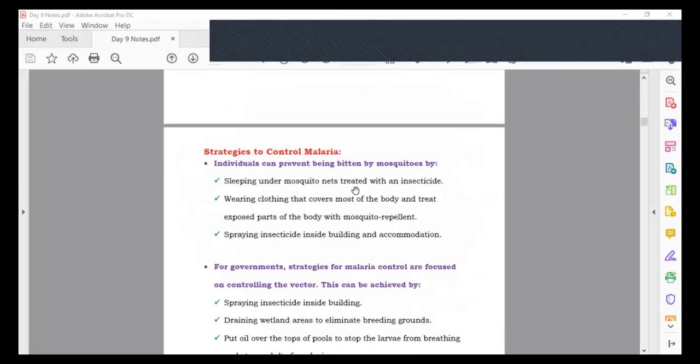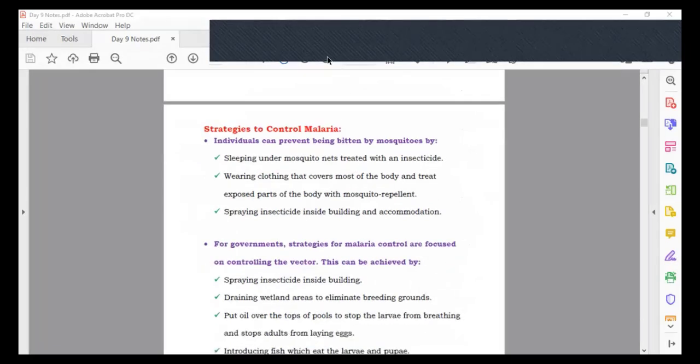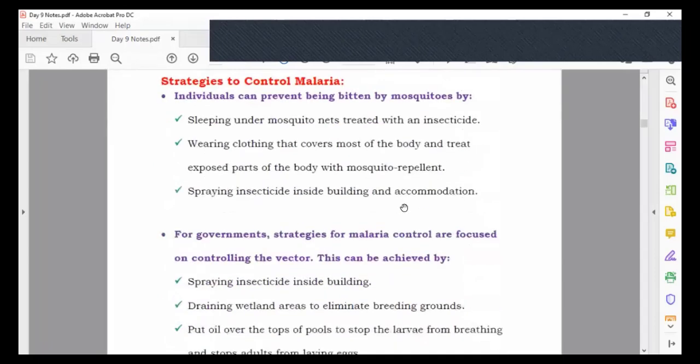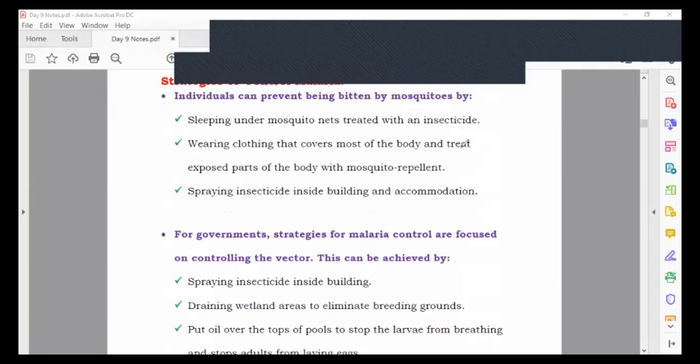Okay, now let's move to how you can control malaria. Before we talk about cholera, now the malaria. For that, I think you are already aware of some of them, because in Sudan, like Pakistan, malaria is one of the biggest diseases due to this mosquito. So what is the first one? Sleeping under mosquito nets treated with insecticides.